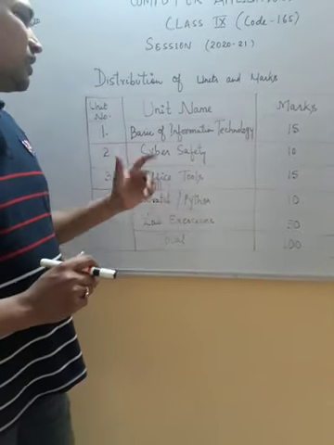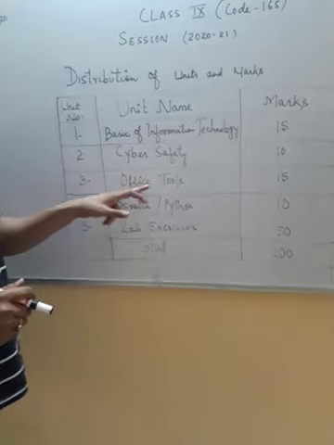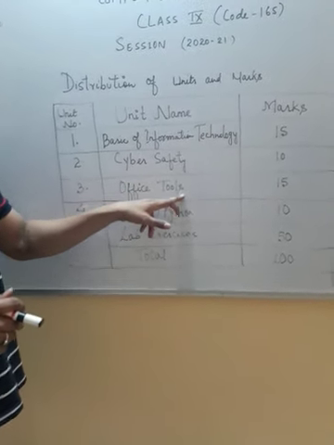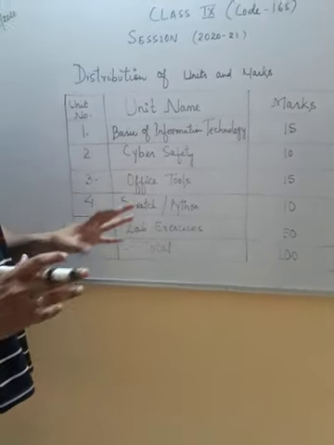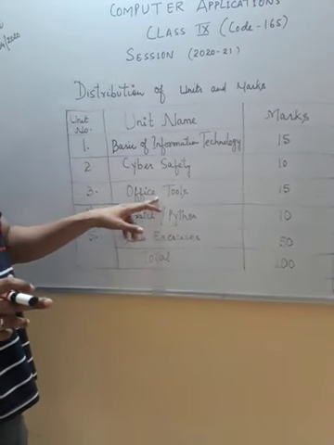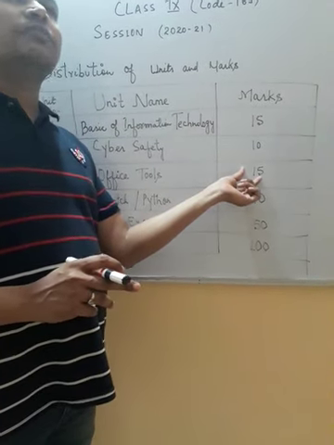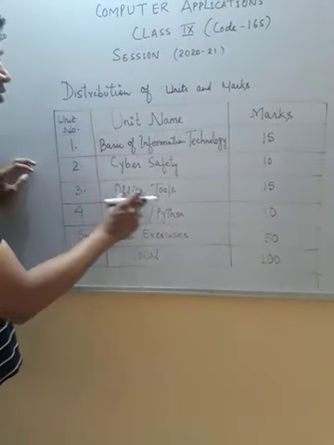There are 5 units, and the third unit is known as Office Tools. It is a very important and very big chapter, and these tools contain 15 marks.